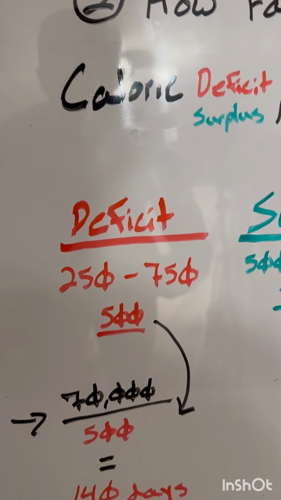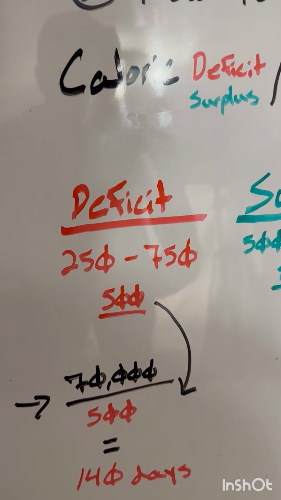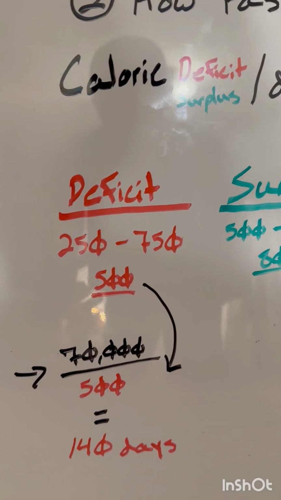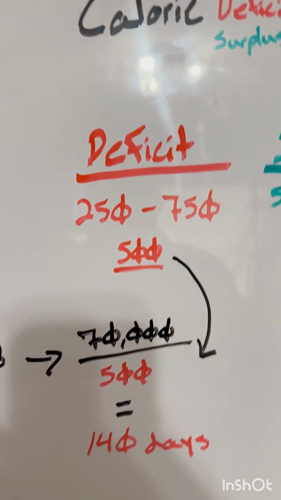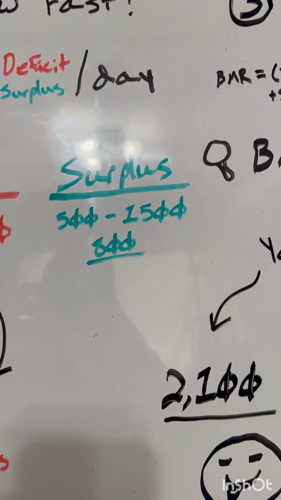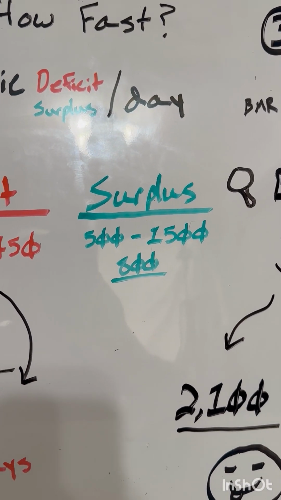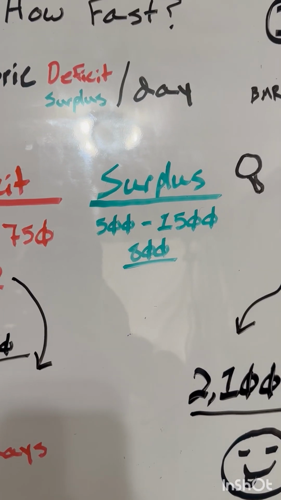I wouldn't go too huge on the deficit. Like I wouldn't go over 1,000. I really, really wouldn't, just because that's not gonna be sustainable. You wanna maintain your muscle mass, that's super important. And for a surplus, you don't wanna go too high either because you don't wanna be adding unnecessary fat. So keep it tiny, slow, smooth is fast.